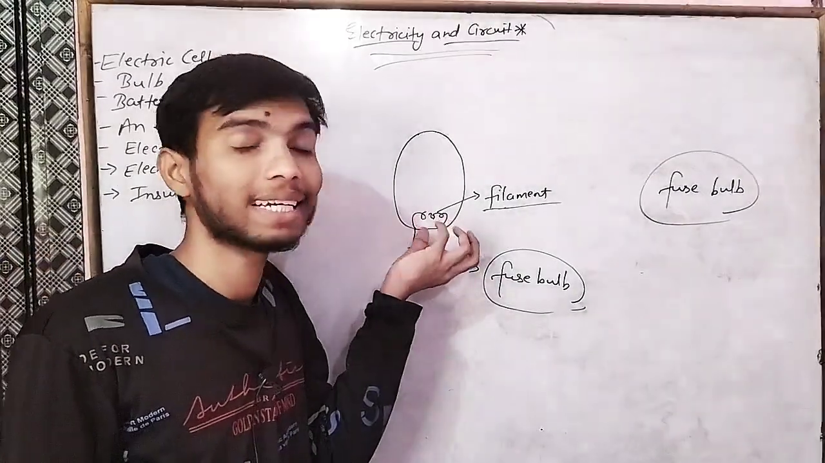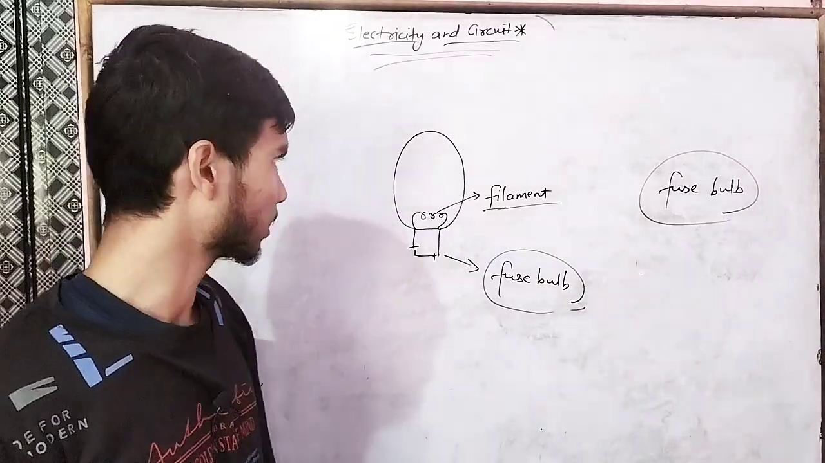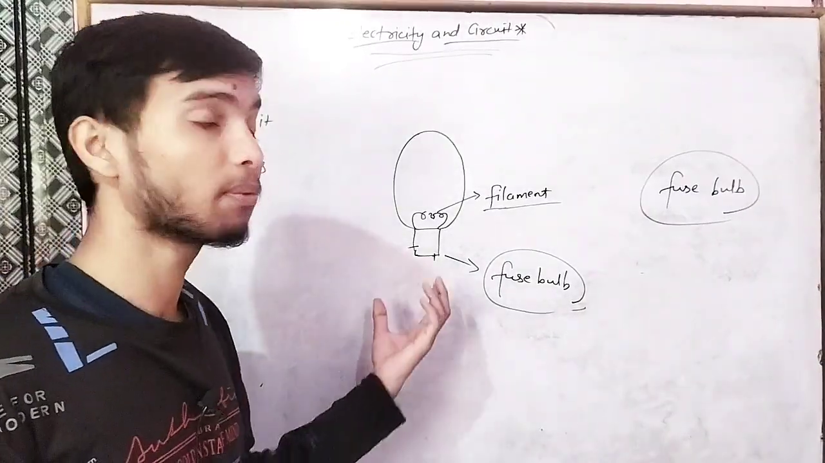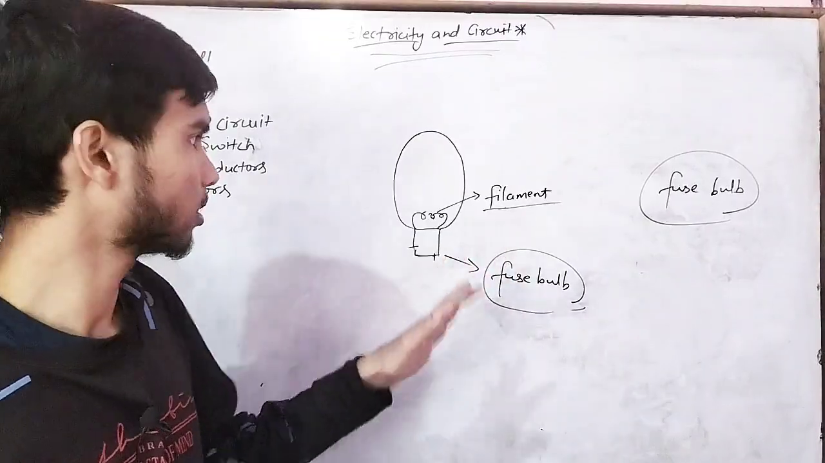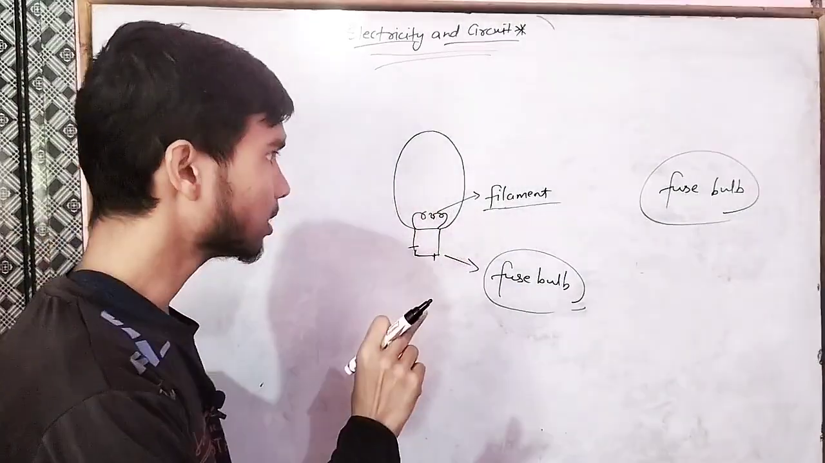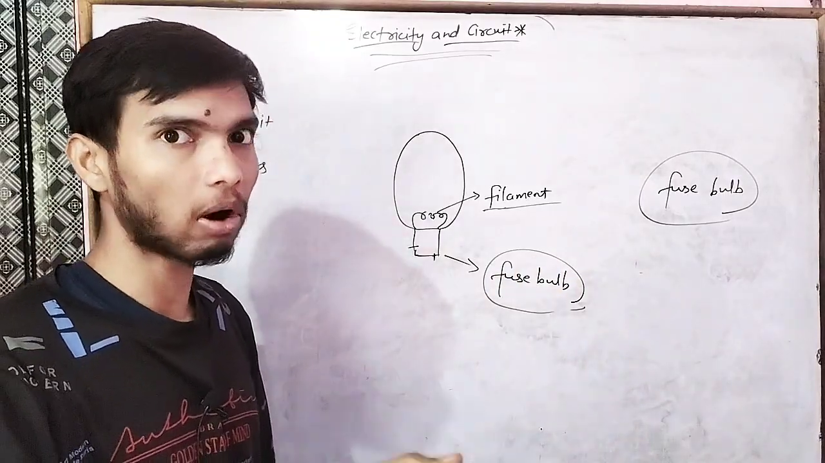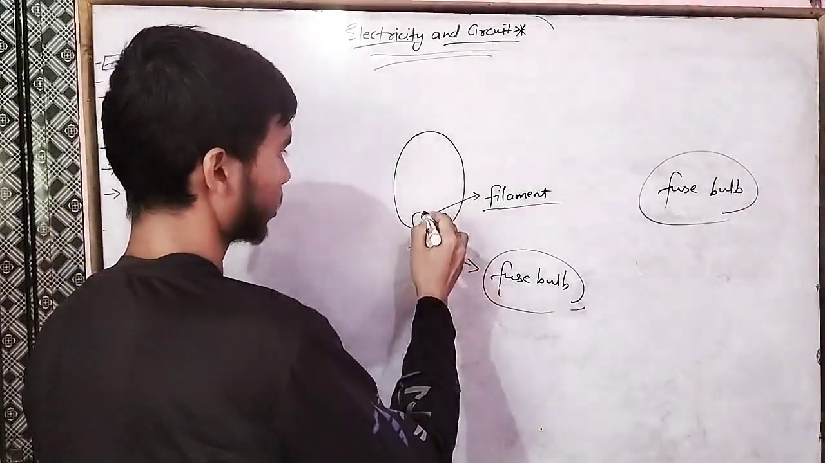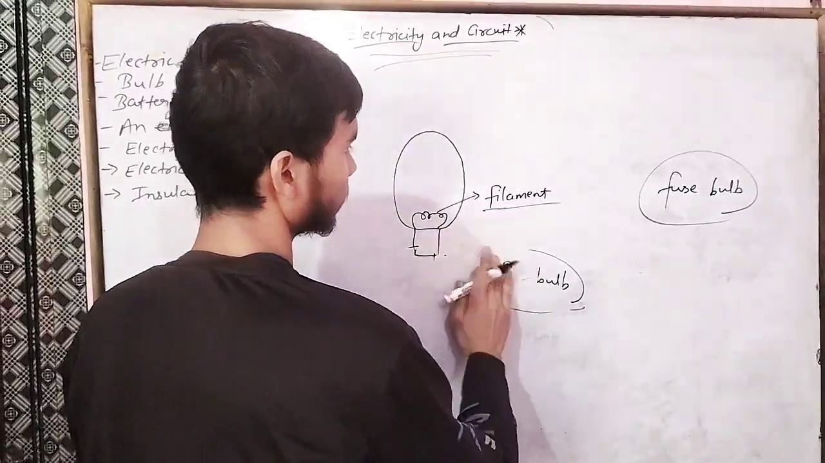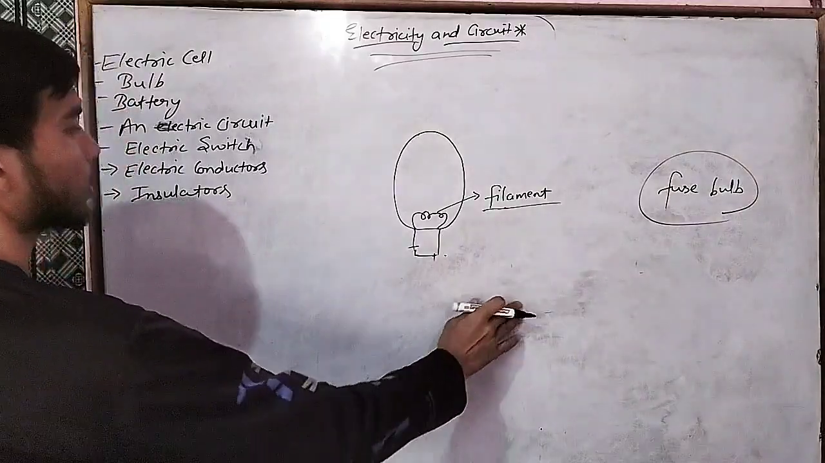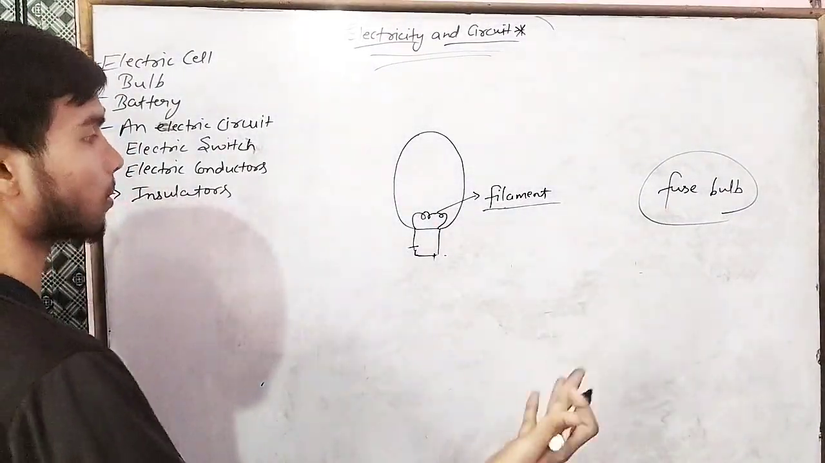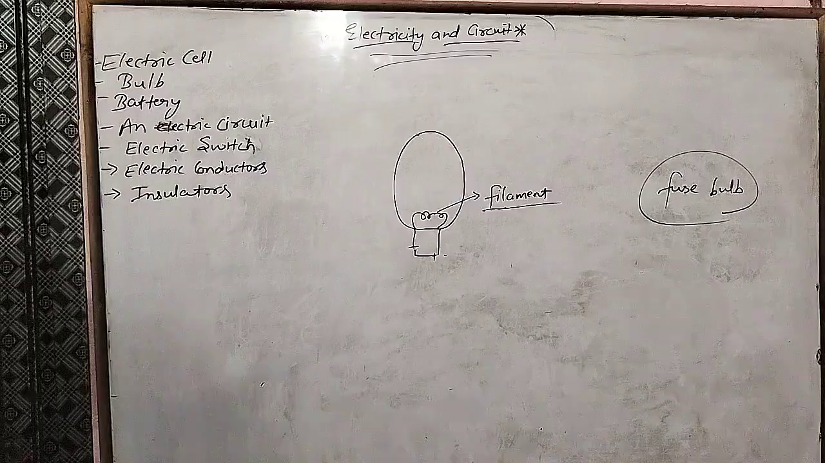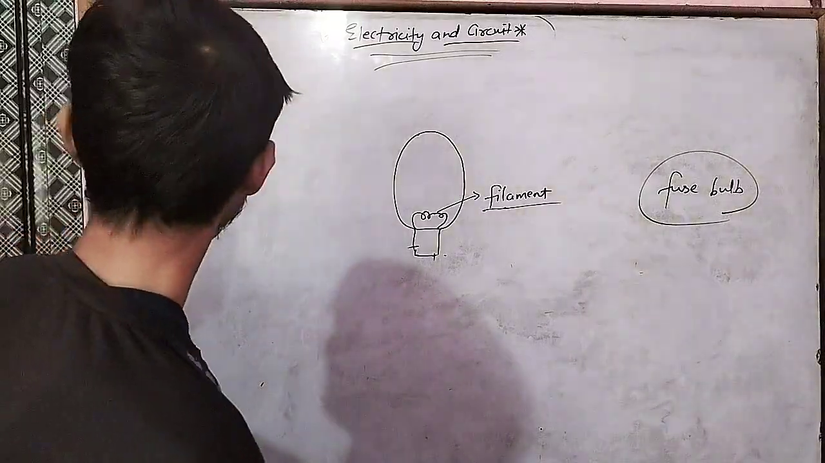When we see a broken filament, the bulb is fused. But if the filament is well, then absolutely it will glow. If the filament is found as a broken wire, it will be known as fusible. But if the filament is well, it means the bulb will glow. Clear? The bulb will glow.